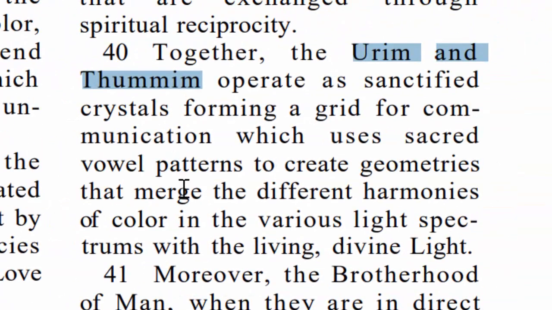Verse 40 says, together the Urim and Thummim operate as sanctified crystals, forming a grid for communication, which uses sacred vowel patterns to create geometries that merge the different harmonies of color in the various light spectrums with the living divine light. So we learned early that they were sanctified crystals, forming a grid on the magnetic field. I think it said, for the communication which uses sacred vowel patterns. Now, these vowel patterns are the Hebrew letters, to create geometries that merge the different harmonies of color in the various light spectrums.